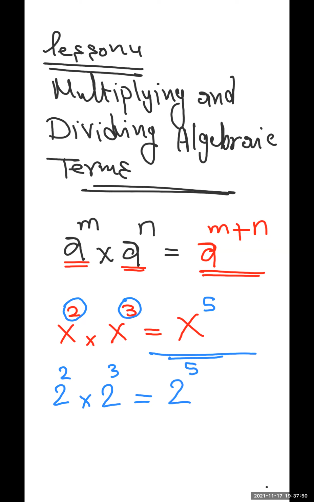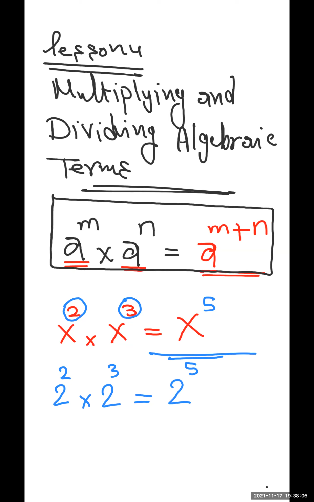Yes, exactly. So in dividing we subtract. Okay, I'm going to explain division now. So this means the rule for multiplication is a to the power m times a to the power n, it will equal a to the power m plus n. No, it's not like that with 2x times 2x. I'm talking about the bases only, without coefficients. Okay? So listen carefully so that you can understand every point.